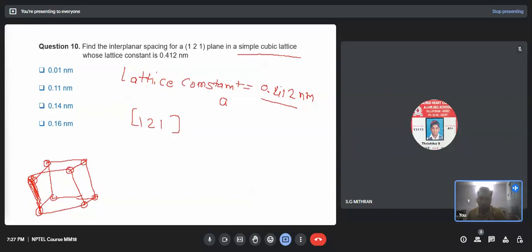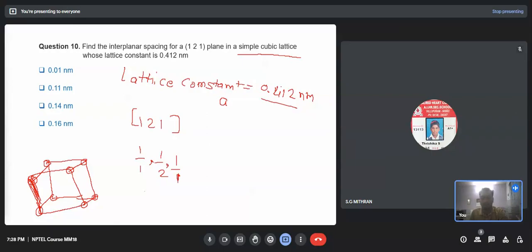Okay. So now, as you can see here, I drew the simple cubic lattice. In that, I have to see where this plane is. For that, we can take the reciprocal and go for the intercept. That will be good. So first, since it is a simple cubic lattice, I will take the reciprocal for this. One by one, one by two, and one by one.